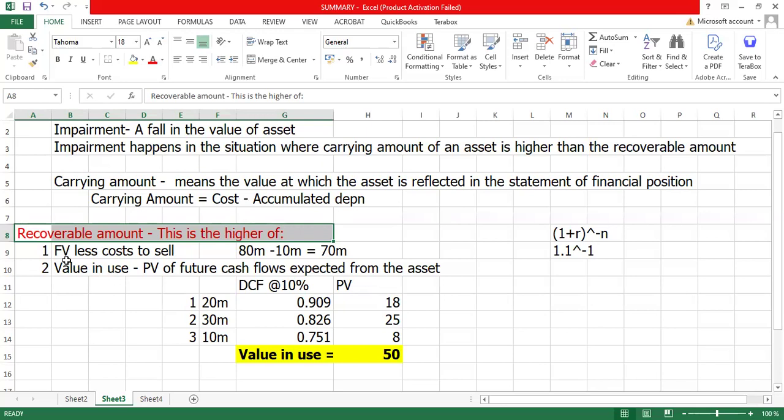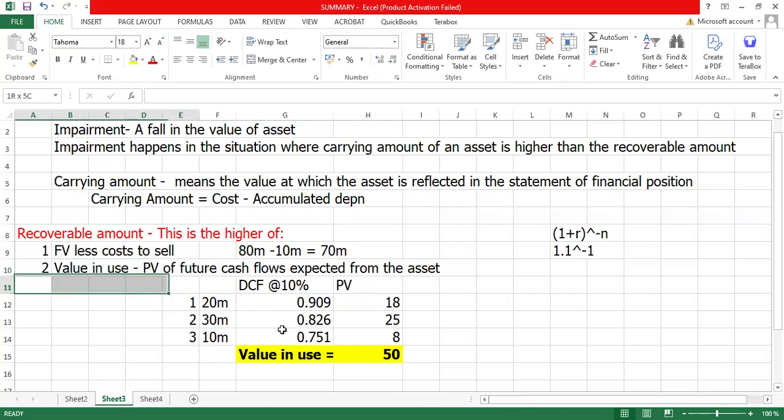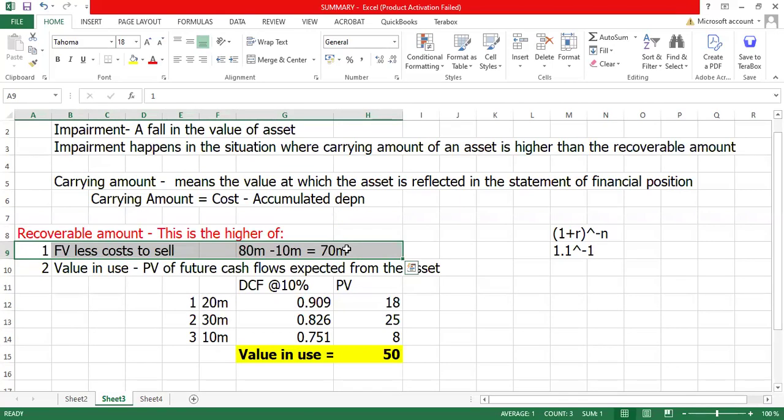In a situation where it's hard to know the fair value, you can simply use the value in use. In a situation where you cannot get the value in use, then you can simply rely on the fair value. You may find that in the question it's hard to determine the value in use because you're not given the expected cash flows from this asset. But as long as you can get these two, then you compare and take the higher.